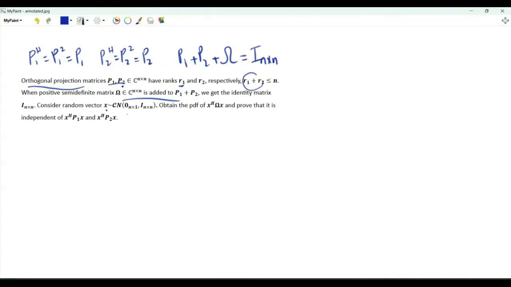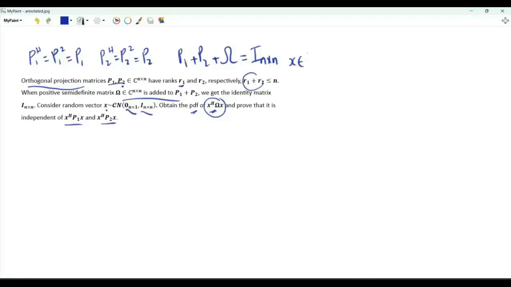For a circularly symmetric Gaussian random vector x, whose mean is the zero vector and whose covariance matrix is identity, we are interested in obtaining the probability density function of the quadratic form x Hermitian omega x. We also need to show that the quadratic form x Hermitian omega x is independent of these two quadratic forms involving the other two matrices P1 and P2.